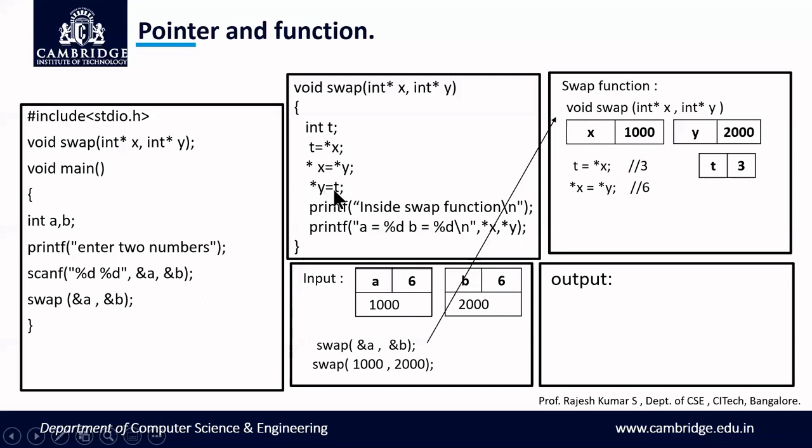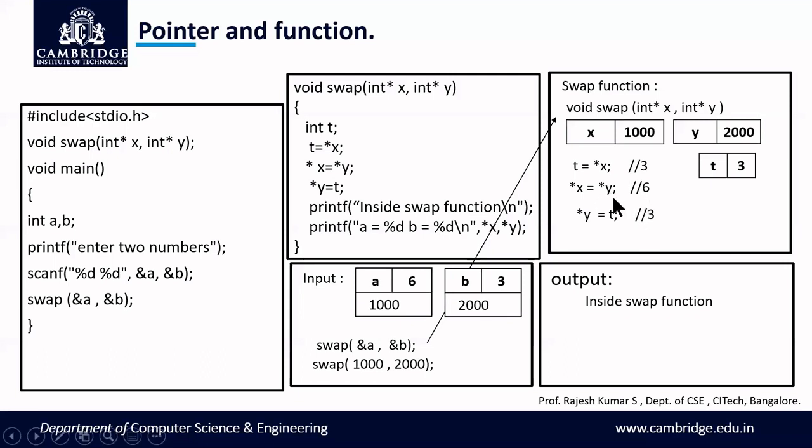Next, star of Y is equal to T. What is the T value? We know the T value is 3. 3 is stored at this particular location, which is star of Y. The address of Y is 2000. Star of Y means I'm accessing this particular location, and the value 3 is stored there. What is the location? 2000. So you can observe that the B value gets updated to 3.